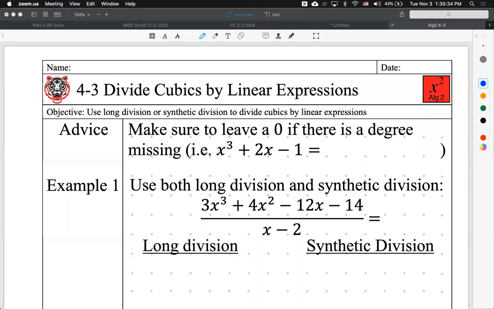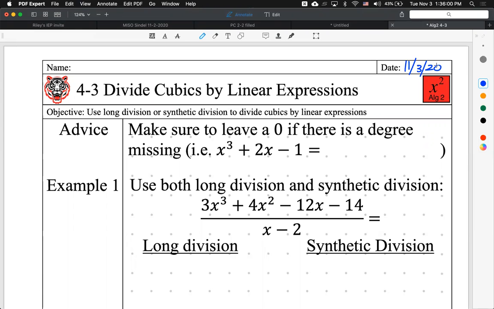Algebra 2, lesson 4-3: divide cubics, not quadratics. That was our last lesson. Divide cubics by linear expressions. Today's date is Tuesday, November 3rd, 2020. Our objective today is to use long division or synthetic division to divide cubics by linear expressions.